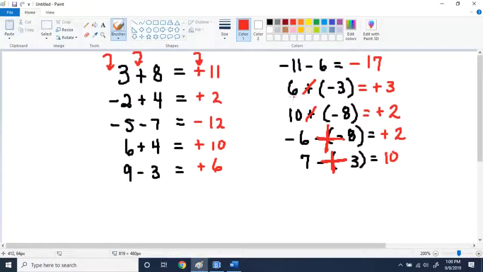And that's it for adding and subtracting integers. Take the sign of the biggest number. If the signs are the same, you add. If the signs are different, you subtract the two numbers.